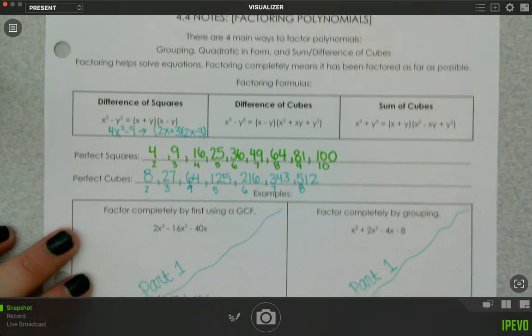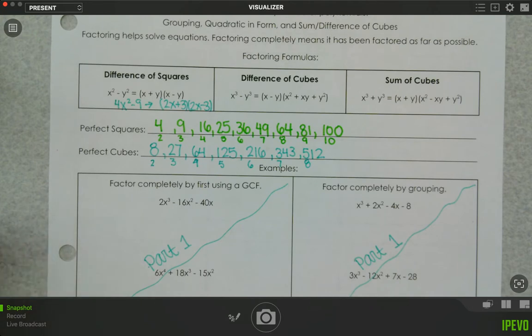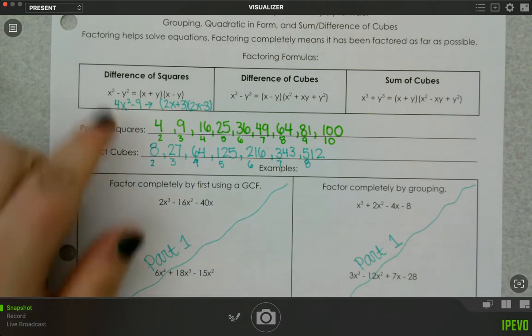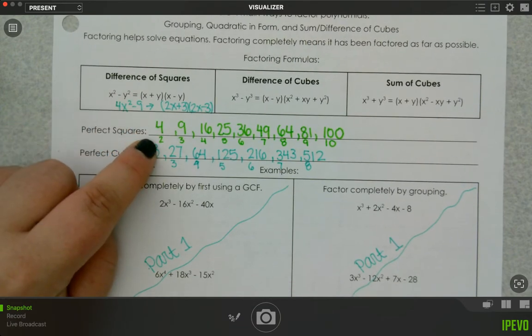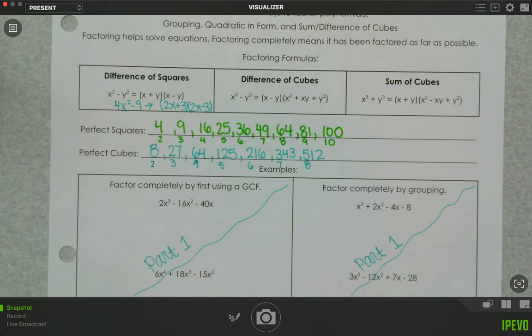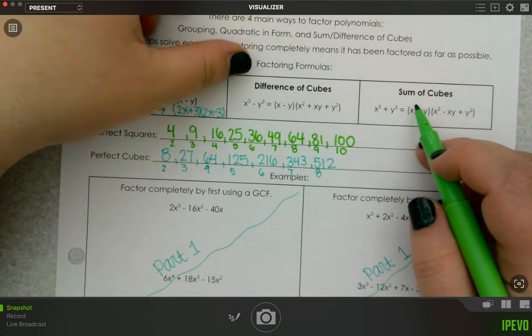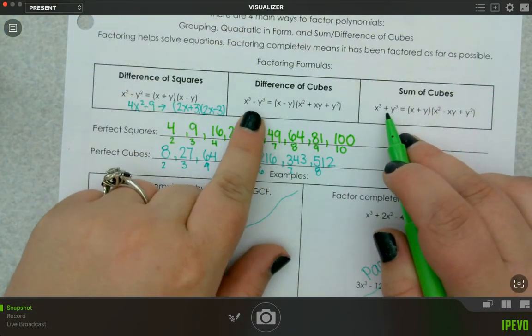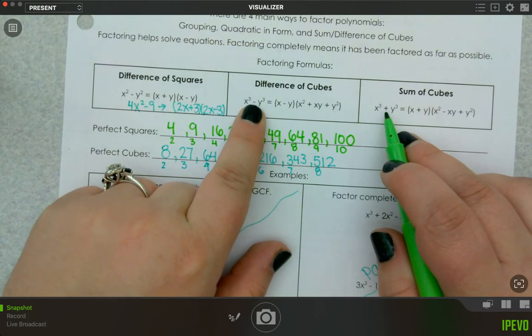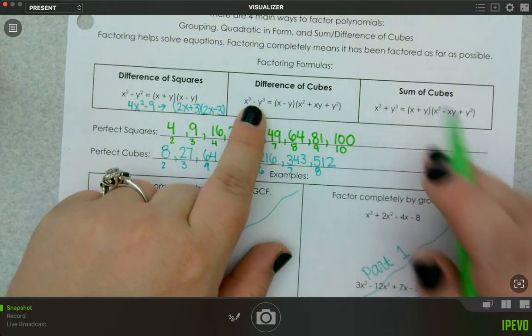Okay, hopefully you've had a chance to write some of those down. So you need to know the perfect squares and perfect cubes in order to do these, because over here you're doing that square root. So that changes like the 4 to a 2, the 9 to a 3. Okay. So on difference and sum of cubes, I don't need you to remember these words, difference and sum. All I need you to realize is that they can either be subtracted or added. That's really all that's trying to tell you.